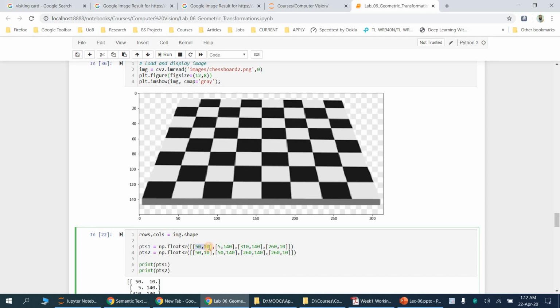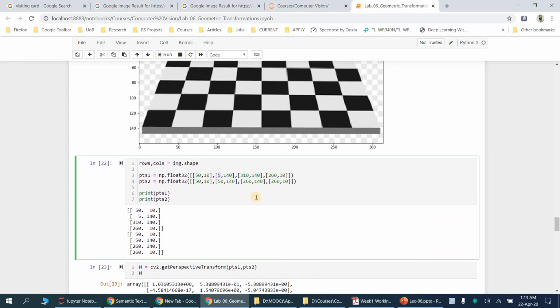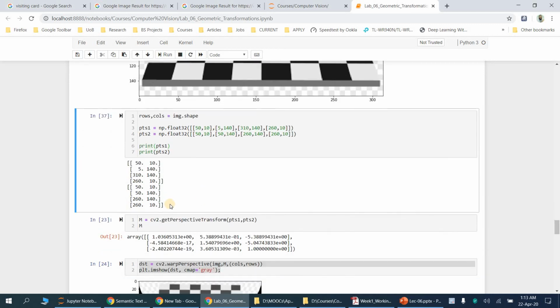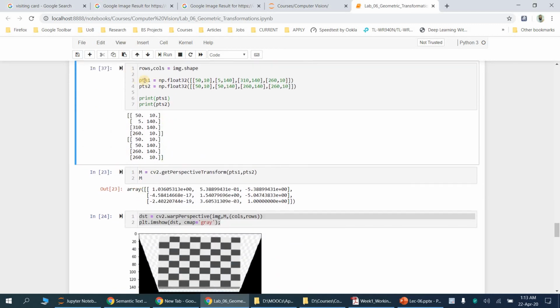So first point is the same. In the input and output image, the first points are the same. But the second point is 5 over here, but you want to make it 50. So in the x direction, you want to make changes. Similarly, this point over here. We already did this discussion for the affine transform, same thing over here. So point number 1 will not change, 2 and 3 will change, and 4 will not change. Okay, so go through this, and I use these two sets of points, points 1, points 2, and I will get the perspective transform. This is the matrix.